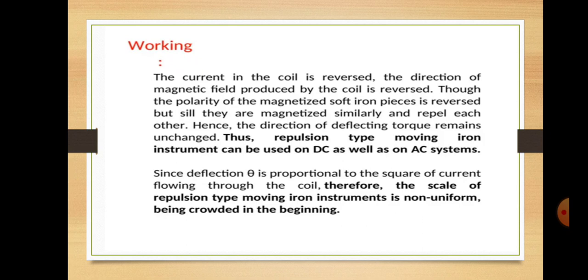Since deflection theta is proportional to the square of the current, that is theta is directly proportional to I squared, flowing through the coil, the scale of the repulsion type moving iron instrument is non-uniform, being crowded in the beginning.